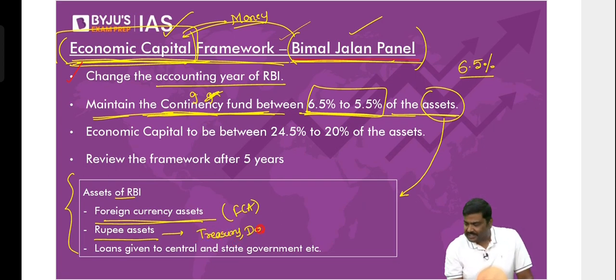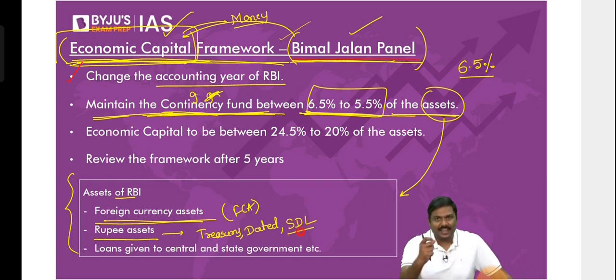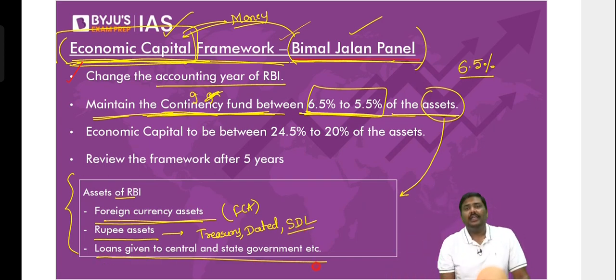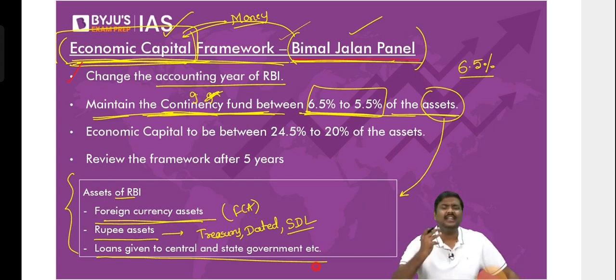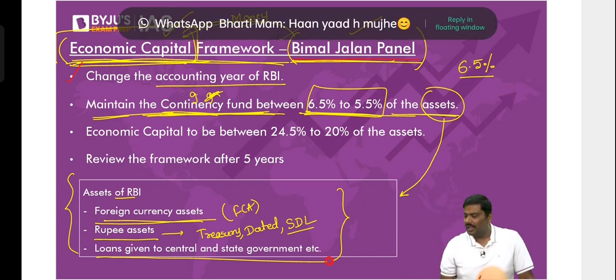They would have purchased dated securities of the Government of India. They would have purchased many other bonds, such as state development loans of state governments. These are nothing but rupee assets. And apart from this, if they have given loans to the central government or state governments, that is nothing but an asset of RBI. Now, any problem in understanding the asset? Let me know.